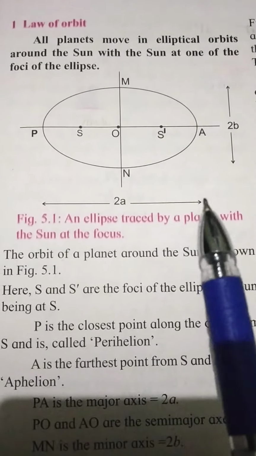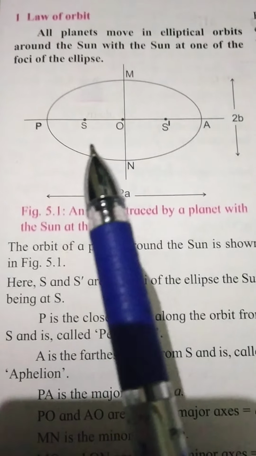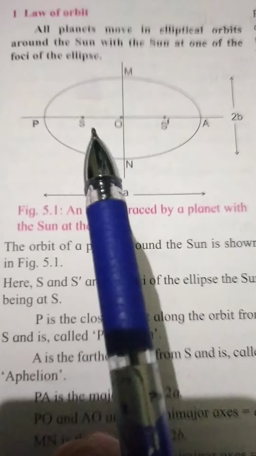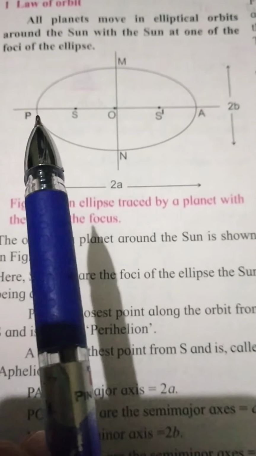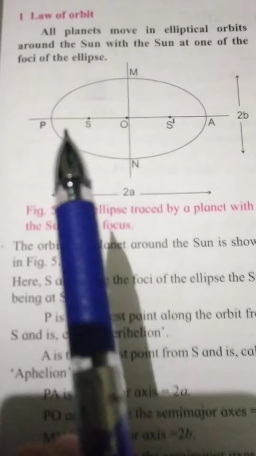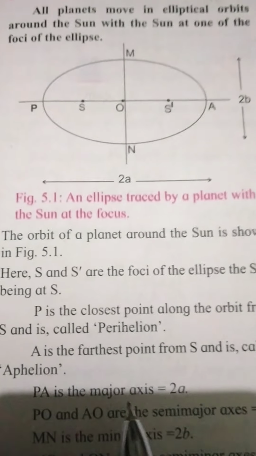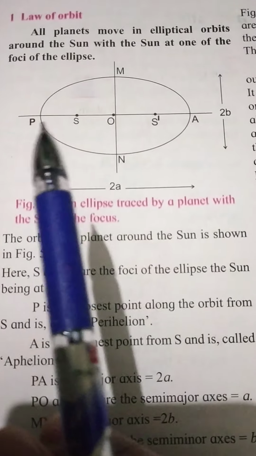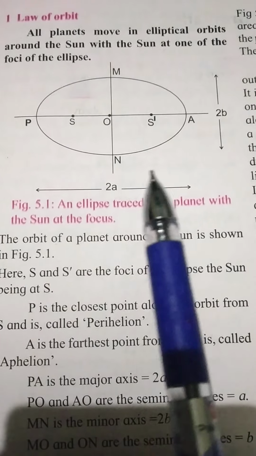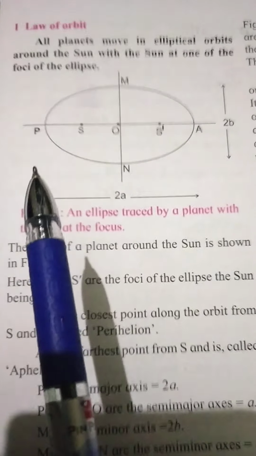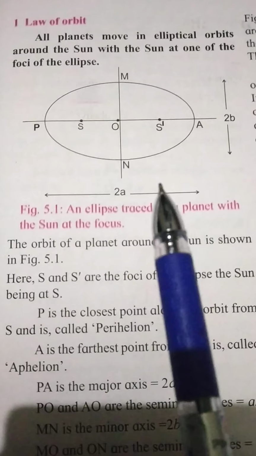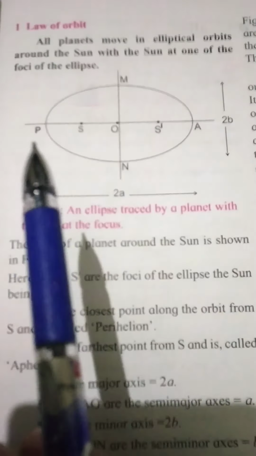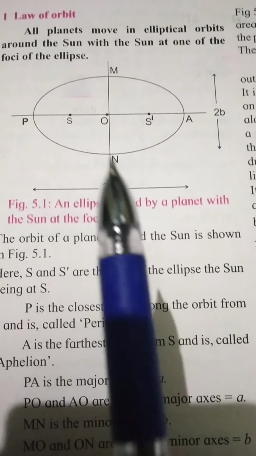Now A shows the farthest distance from the Sun to the planet, and P shows the closest point of the planet from the Sun. Here PA is the major axis. The distance is 2a. So PO is distance a, and OA is distance a, so we get the total distance of PA as 2a.